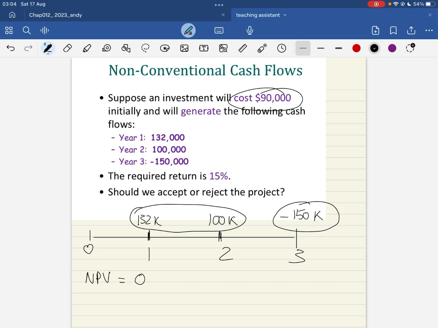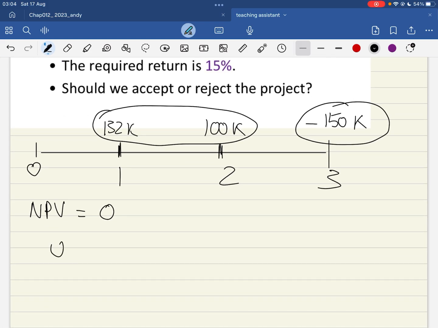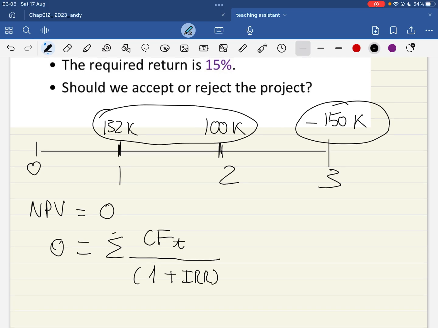Now, let's do this exercise together by using the IRR method. As we all know, IRR is the rate that makes NPV equal to 0. And the formula is 0 equals the total sum of all cash flows CFt divided by (1 plus IRR) to the power of t, where t starts from 0.